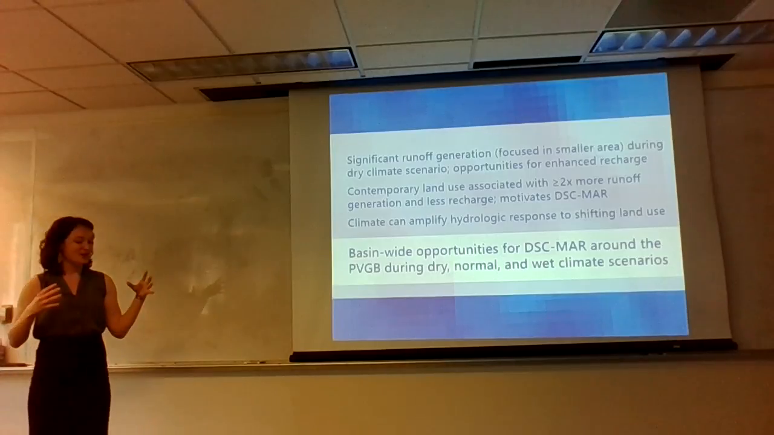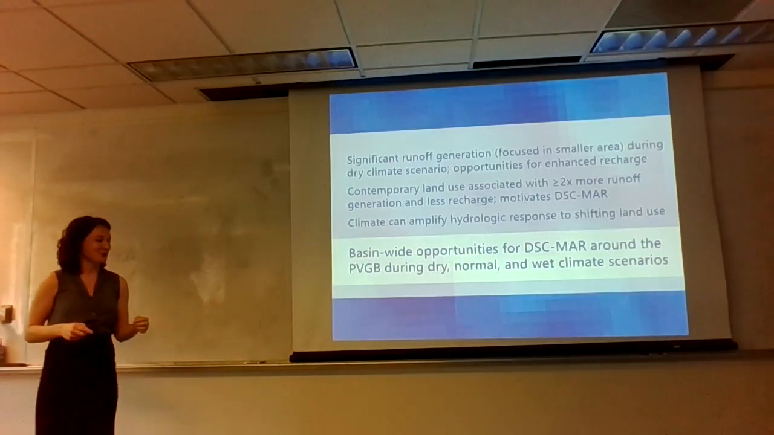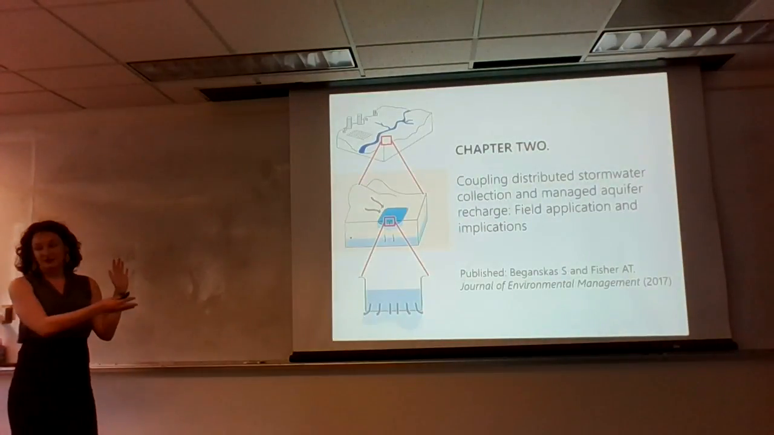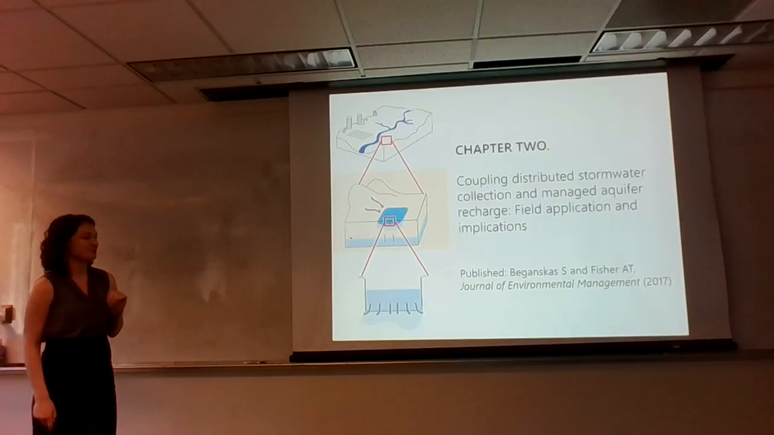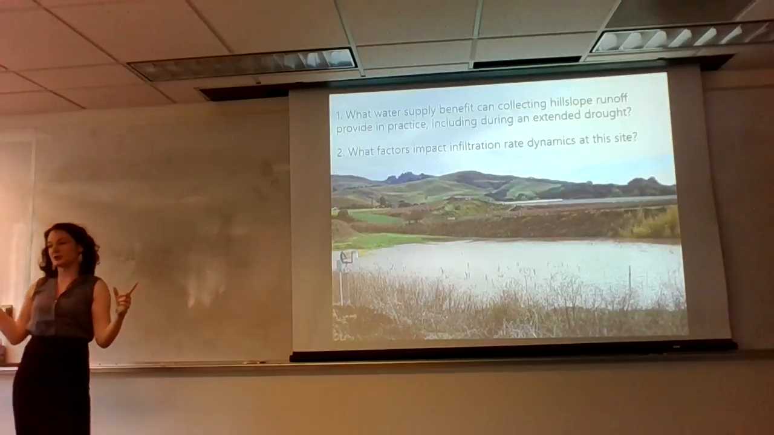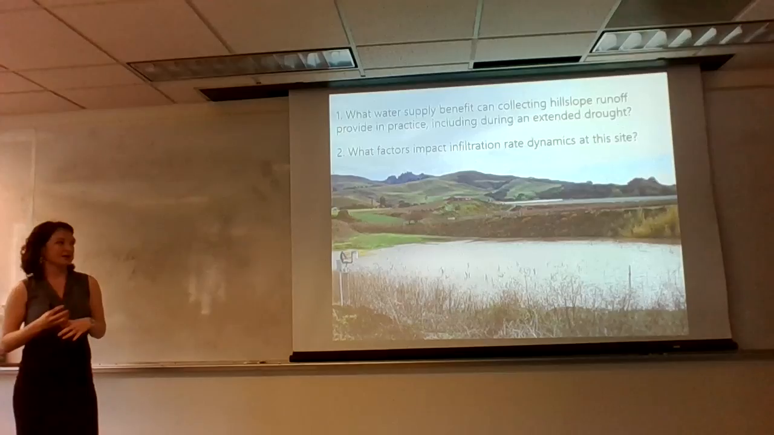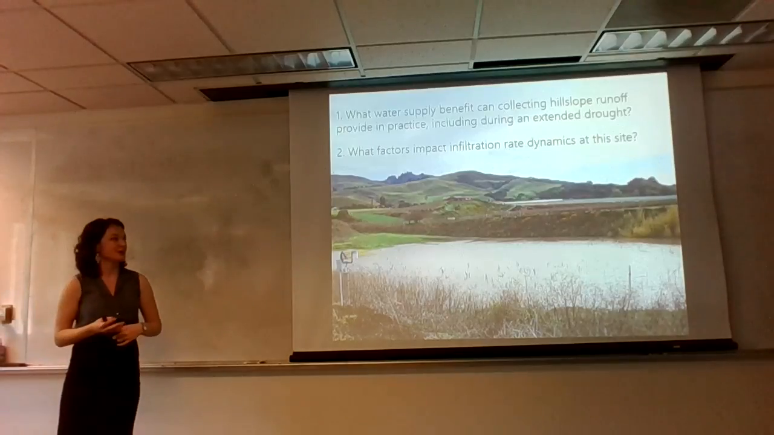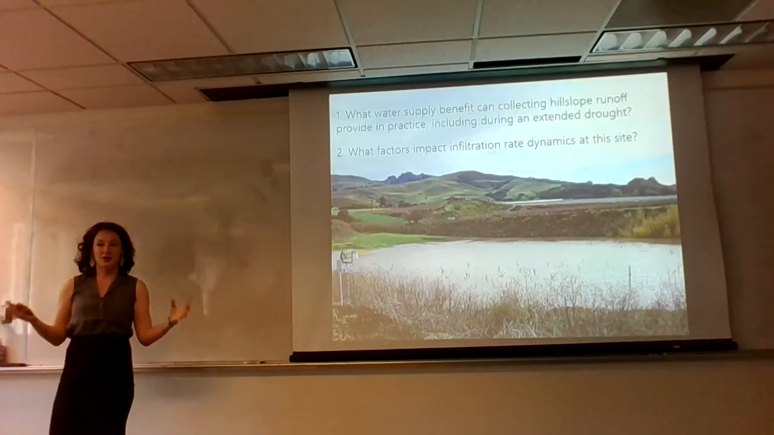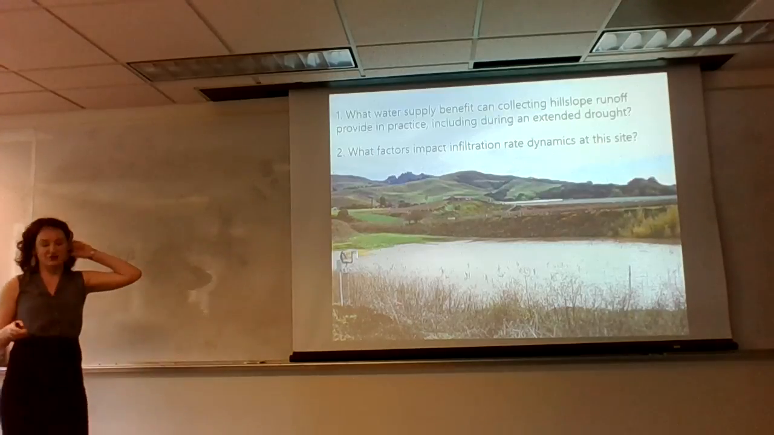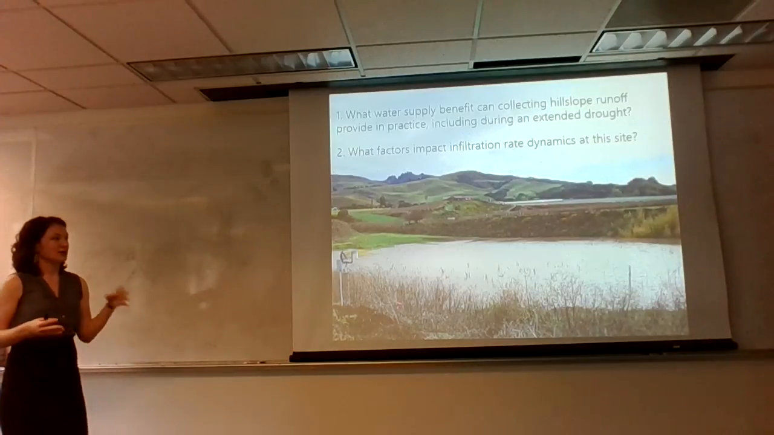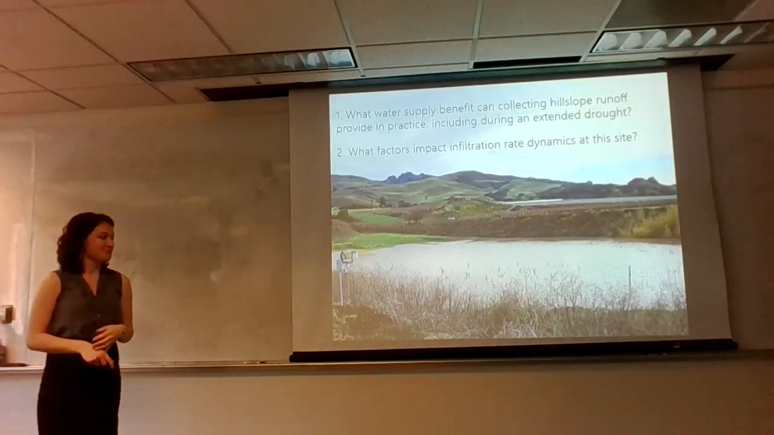And so how well do these model results translate into the real world? That's the question I'm going to address for chapter 2, where I'll zoom in and focus on field data from the site I just showed in the previous slide. At this field site, there are 2 primary questions I want to address. First, I want to put those regional modeling results in a more local context and see what kind of water supply benefit can be achieved using hill slope runoff in practice. And in particular, I want to see how well this works during a dry period, the drought I mentioned in my introduction. And second, I want to know what happens to that water after we collect it. So what factors impact infiltration dynamics at this field site?